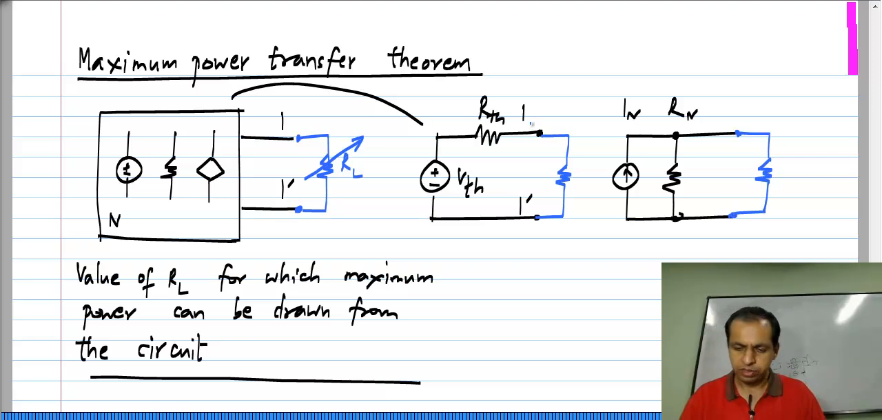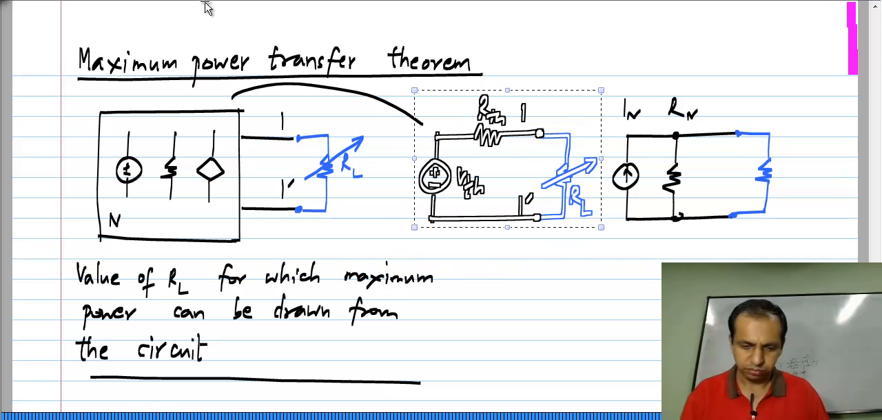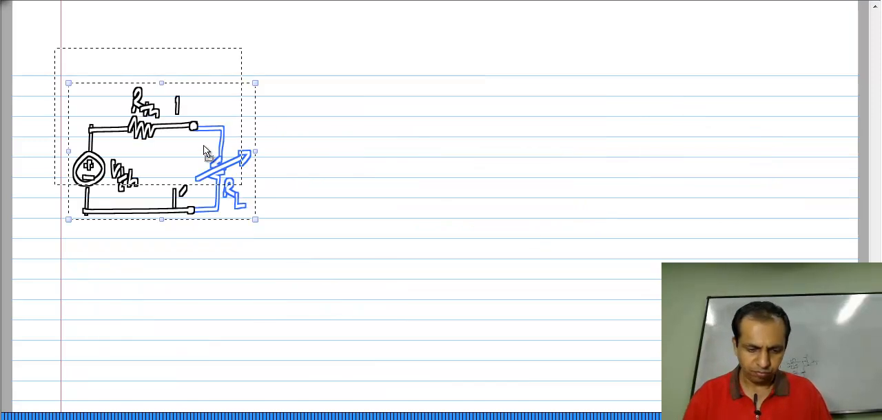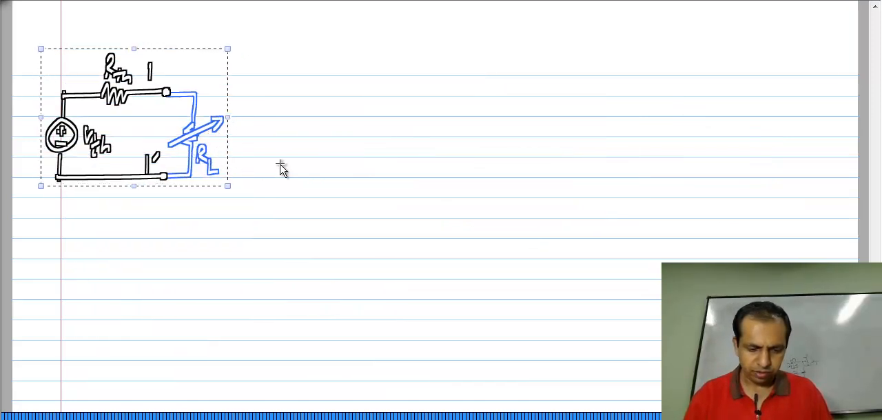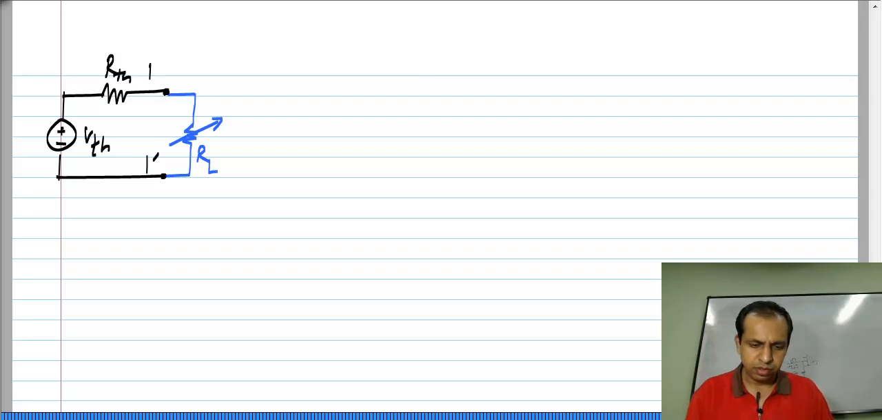Okay. So, now, if we have a voltage source VTH in series with RTH, this part is fixed anyway, because what we are allowed to vary is the load RL. So, as RL is varied, when does it draw the maximum power? That is what we want to find. Okay. Now, what is the power dissipated in RL?